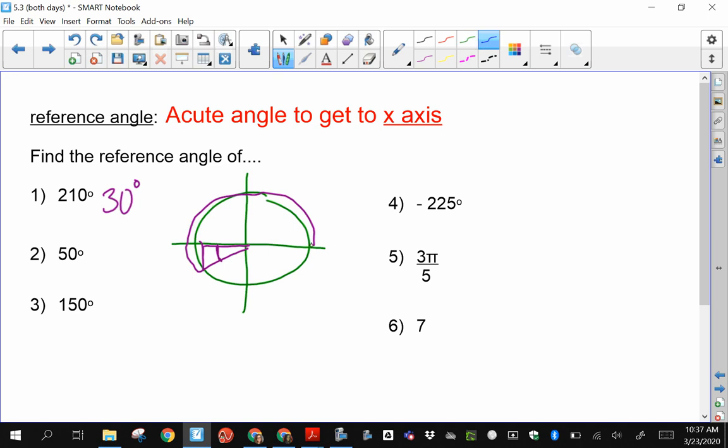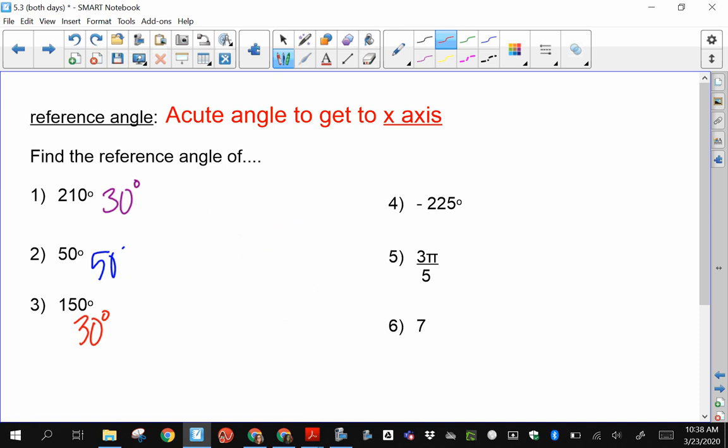Example 2, 50 degrees. Measured from positive x-axis to 50 degrees. Guess what? That's my reference angle. Example 3, 150 degrees. From positive all the way over here, I'm interested in what is the acute angle that is made with the x-axis. So we have 30 more degrees remaining to get to 180. So there's my reference angle there. I'm going to get a new picture so this doesn't get too out of control.